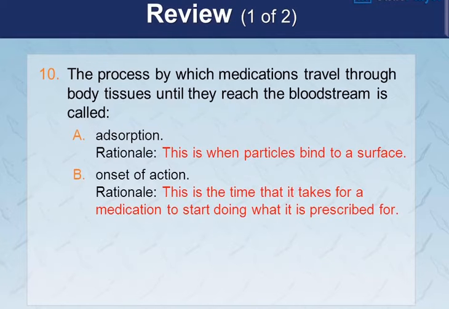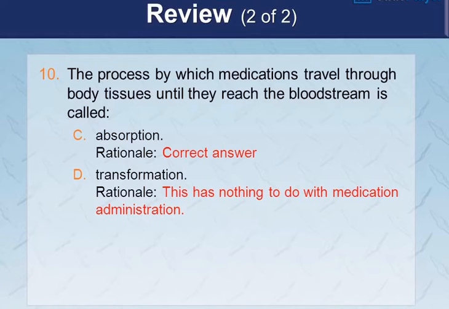Review 1 of 2. The process by which medications travel through body tissues until they reach the bloodstream is called adsorption. Rationale: this is when particles bind to a surface. Onset of action. Rationale: this is the time that it takes for a medication to start doing what it is prescribed for. Review 2 of 2. The process by which medications travel through body tissues until they reach the bloodstream is called absorption. Rationale: correct answer. Transformation. Rationale: this has nothing to do with medication administration.